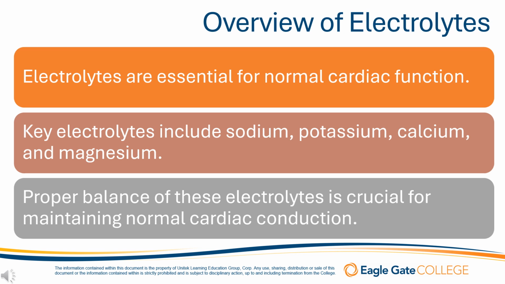Hypokalemia, which is low potassium levels, can cause the heart to beat irregularly and increase the risk of conditions such as atrial fibrillation. Hypercalcemia, high calcium levels, can cause the heart to contract too forcefully and too frequently, potentially leading to hypertension and arrhythmias. Hypocalcemia, which are low calcium levels, can result in weak heart contractions and hypotension. Hypomagnesemia, which is a low magnesium level, can lead to very serious arrhythmias, including torsades de pointes, a type of ventricular tachycardia.